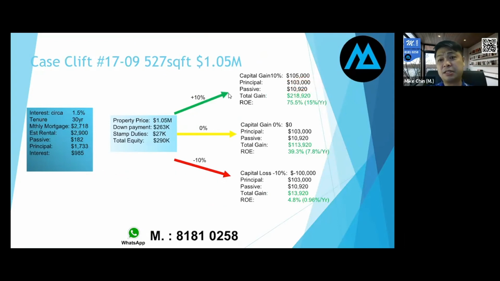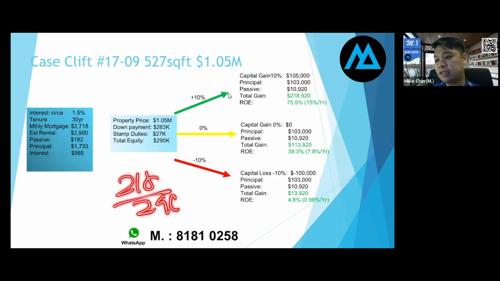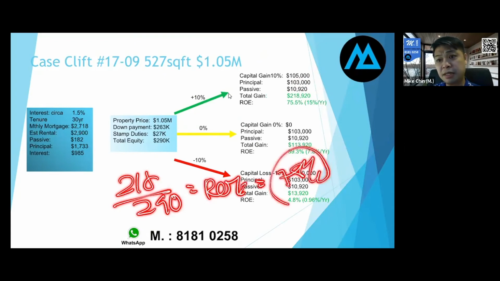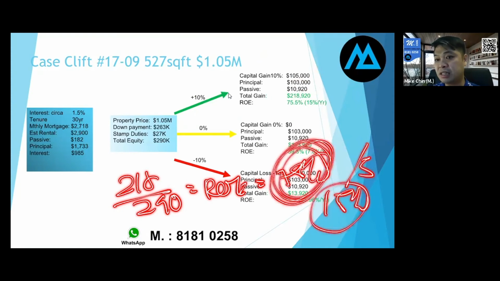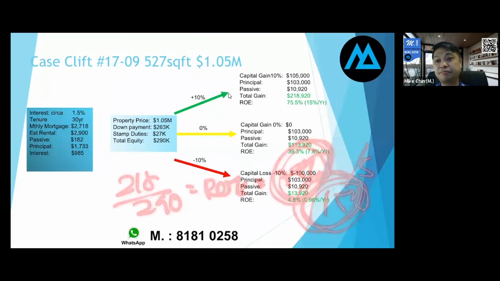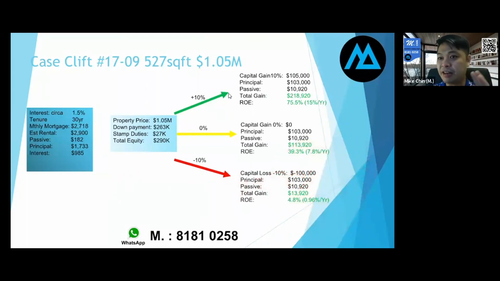Let's say the property prices goes up by 10%. 100k gain, 100k principal, passive 10k. So it's about 218 divided by 290. This is your ROE, about 75%, similar to the numbers over there. Divided by 5 is 15%. Is it good or bad? I leave it to you.